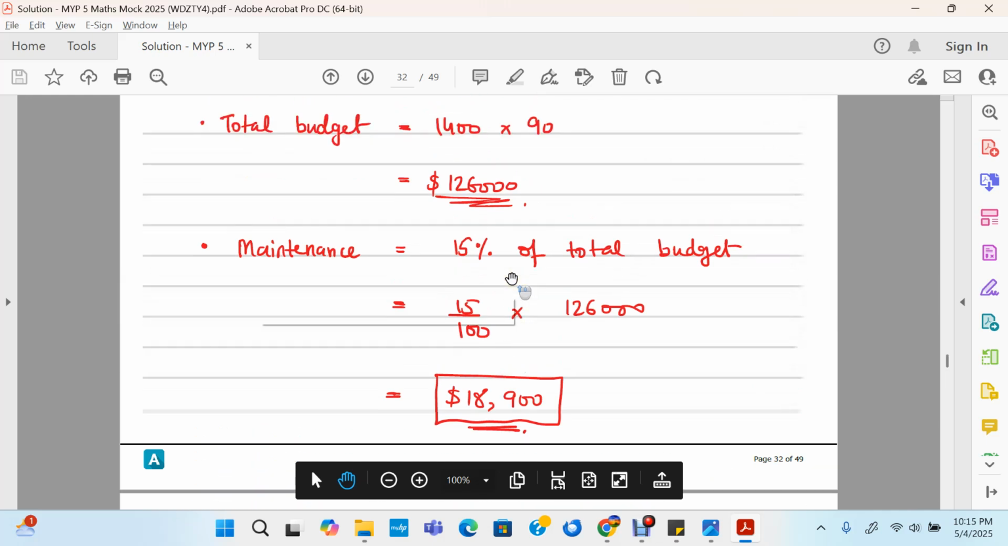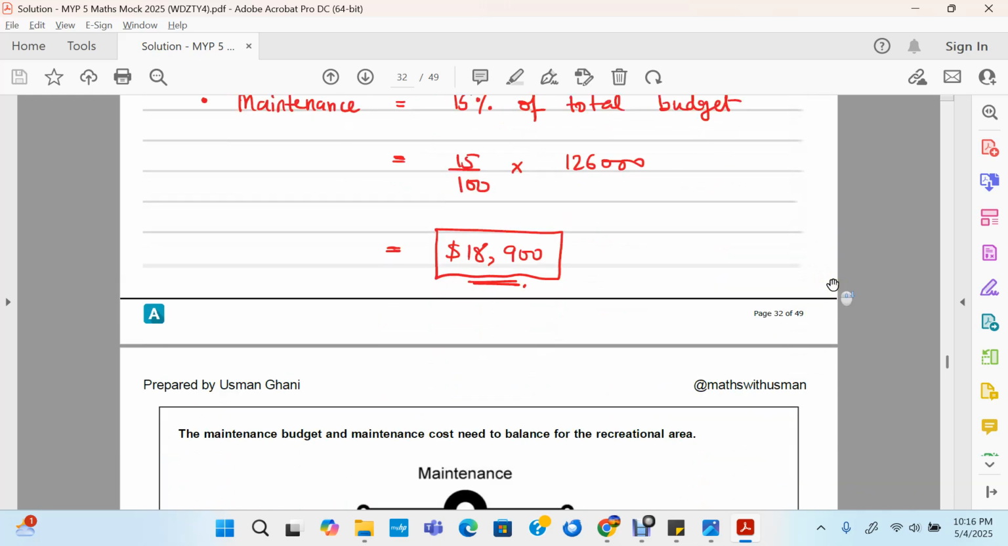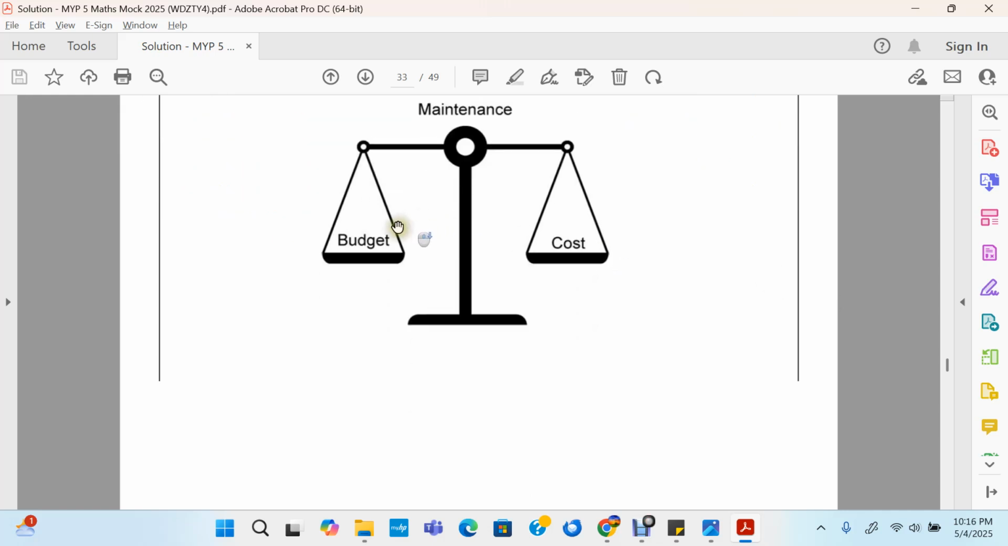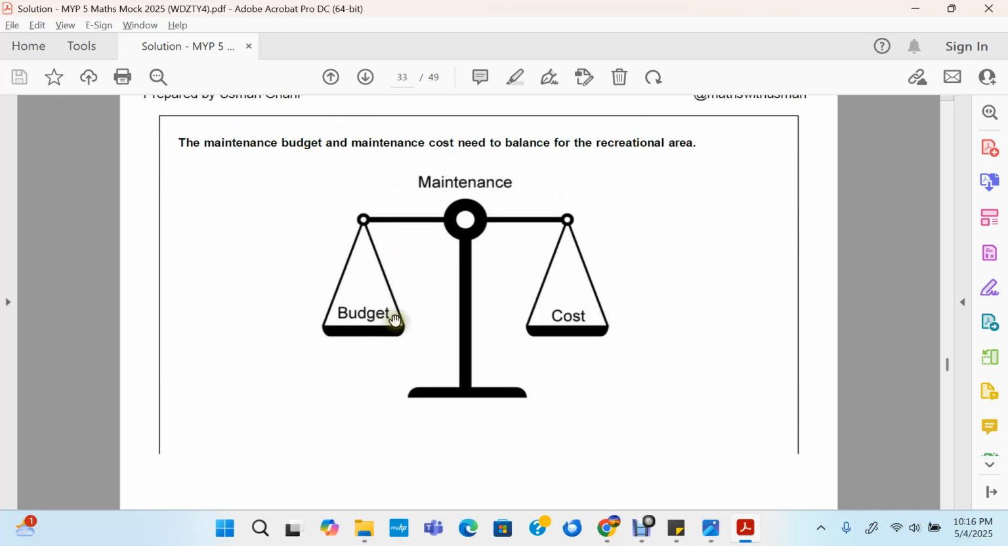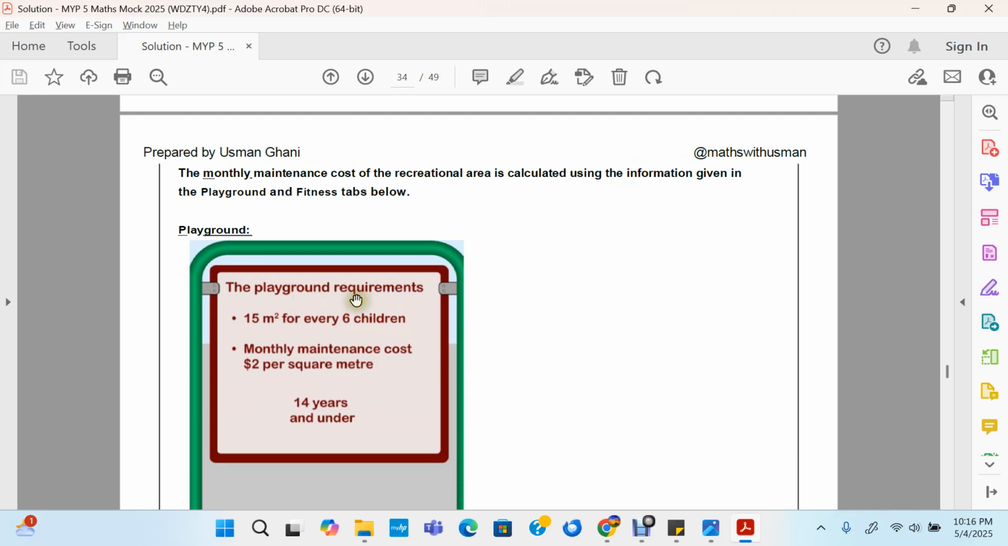18990. This is the budget, which means this is the income that you basically have, the money that you have to maintain. It's not the cost, it's the money that you have. Okay, budget, it's like income, it's like money that you have, and cost is something else. You need to balance them. All right. So this is the data related to the cost.